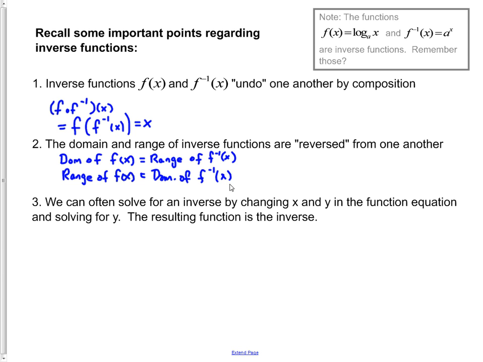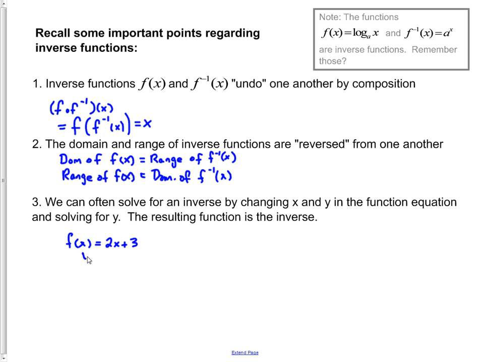Okay. And finally, we can often solve for an inverse function by changing x and y in the function equation and then solving for y. If you recall, let's try this with a really simple example. If I had a function like f of x is equal to 2x plus 3, and we were interested in finding the inverse of this one-to-one function, remember, they have to be one-to-one.